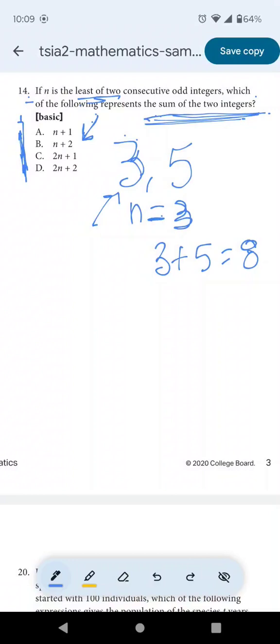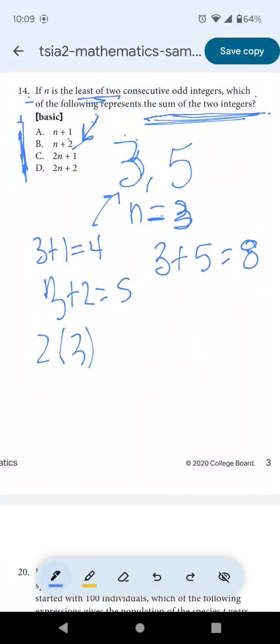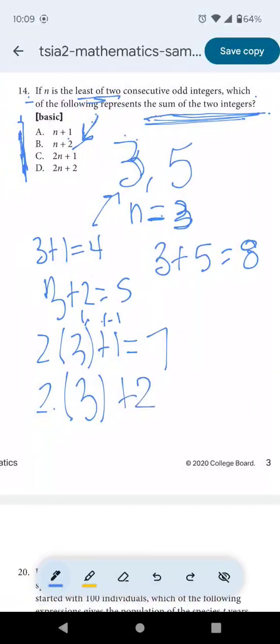Okay, so let's look. n plus 1, which would be 3 plus 1, is 4. So that one doesn't work. n plus 2 would be 3 plus 2, which is 5. That one doesn't work. Then we have 2 times 3 plus 1. 2 times 3 is 6, plus 1 is 7. Then we have 2 times 3 plus 2, which is 6 plus 2, equal to 8. So our last answer choice will be the right answer.